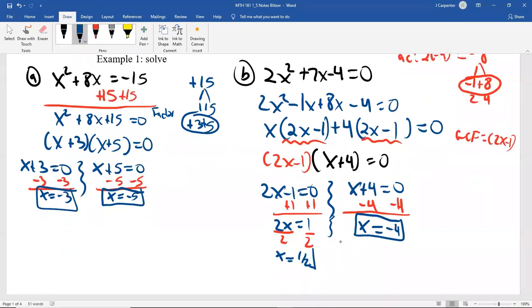So, 2 solutions. One of them is a fraction, but that wasn't an issue throughout the problem. That is the same.